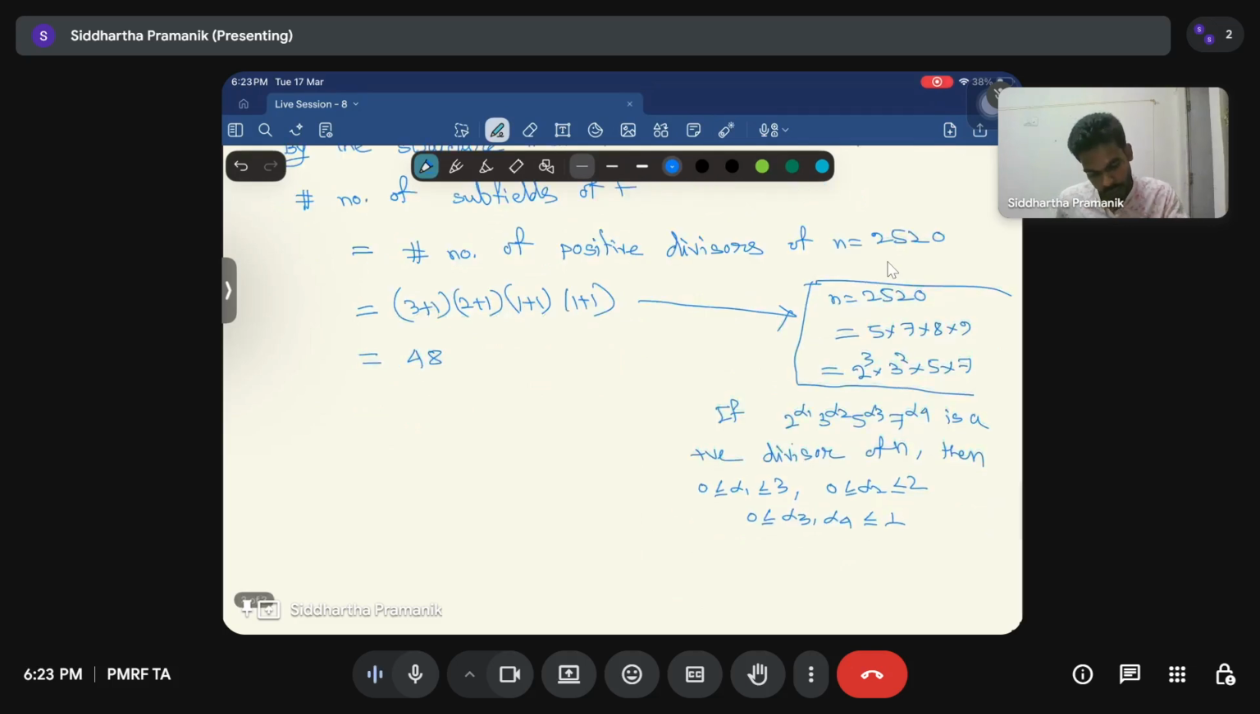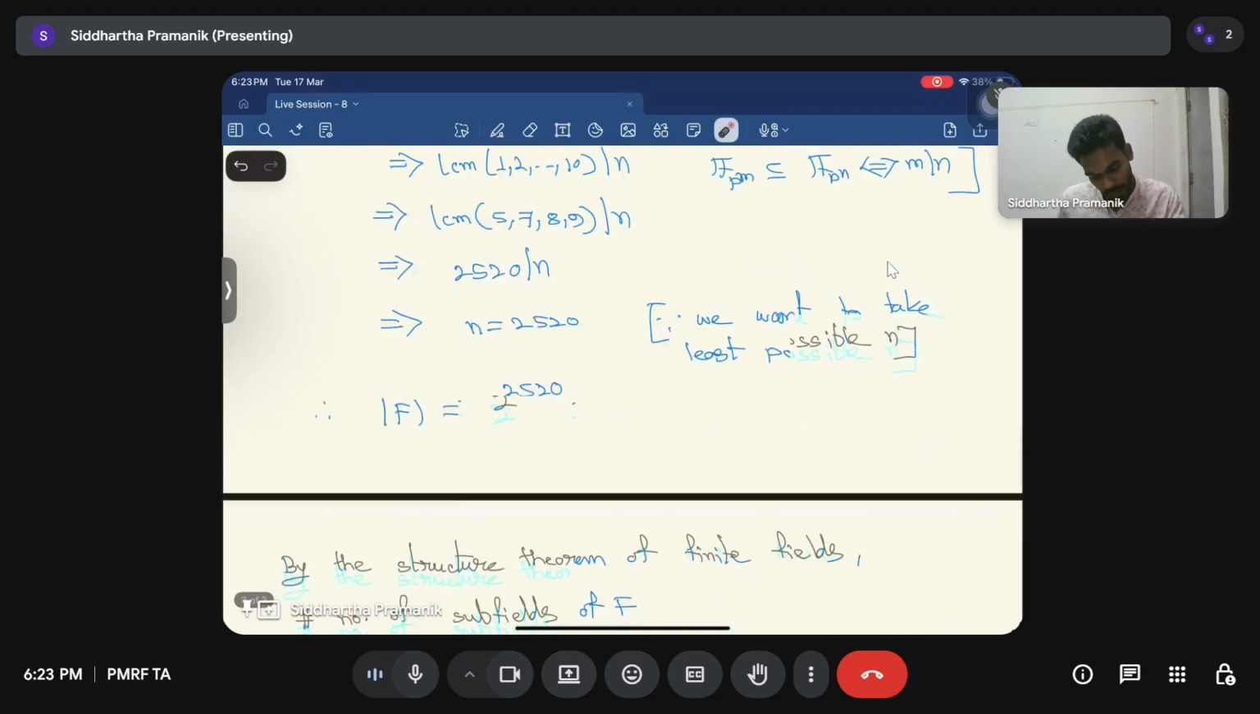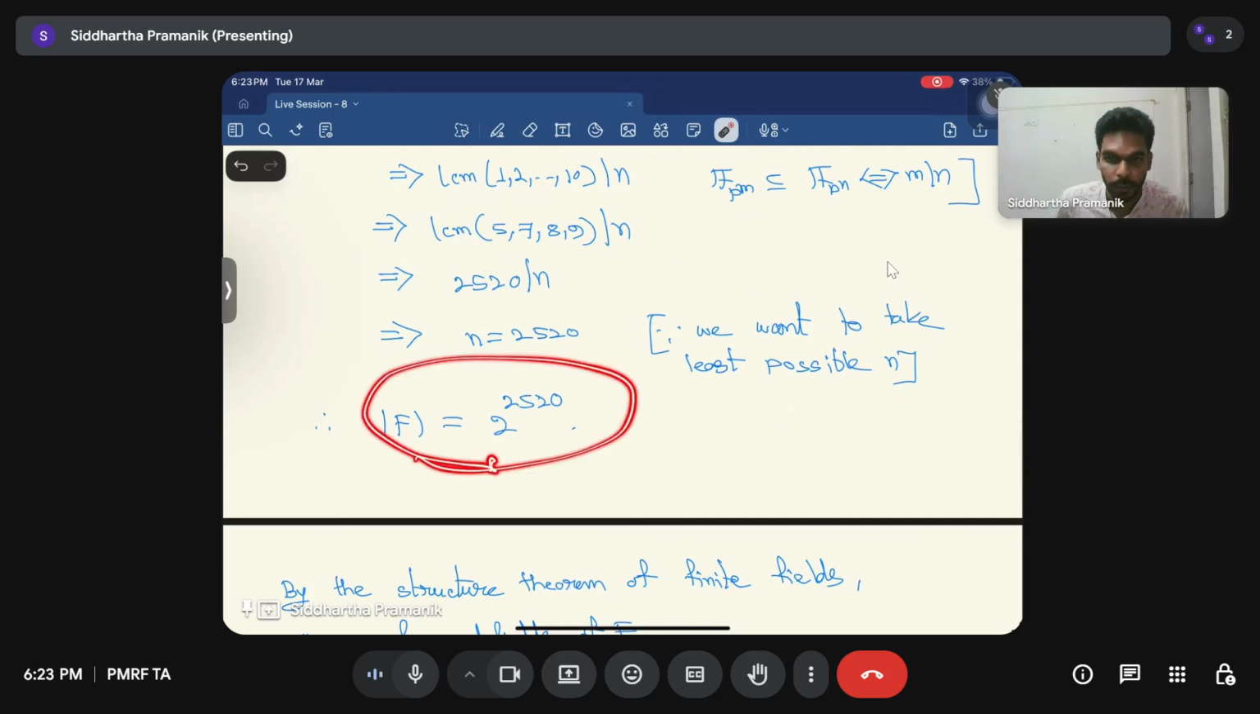So this is the number of subfields of F, and this is the least possible cardinality of F.